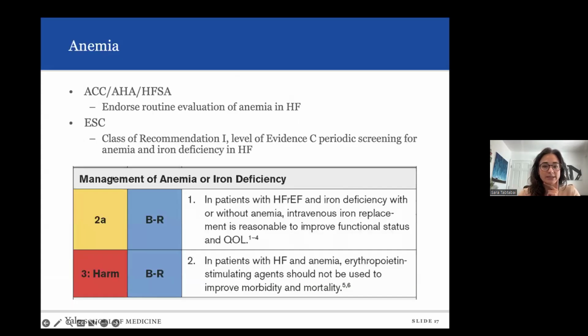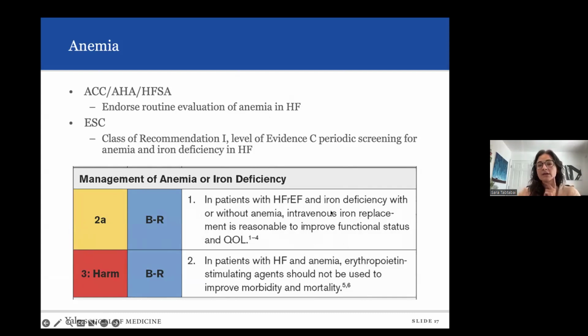As far as treatment and what the guidelines say about anemia and iron deficiency, the ACC, AHA, and HFSA guidelines endorse routine evaluation of anemia in heart failure. You can see down here, this panel is from those guidelines. There's level of evidence 2A that in patients with HFrEF and iron deficiency with or without anemia, IV iron replacement is reasonable to improve functional status and quality of life. And it's really only IV iron.